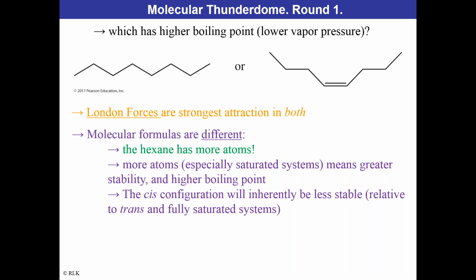But we know that the molecular formulas are different. For instance, the hexane has more atoms. How does it have more atoms? Well, it has 2 more hydrogen atoms because it lacks that double bond there than that molecule on the right. Okay, and so what that means is that in this particular case, the more atoms means greater stability and higher boiling point.